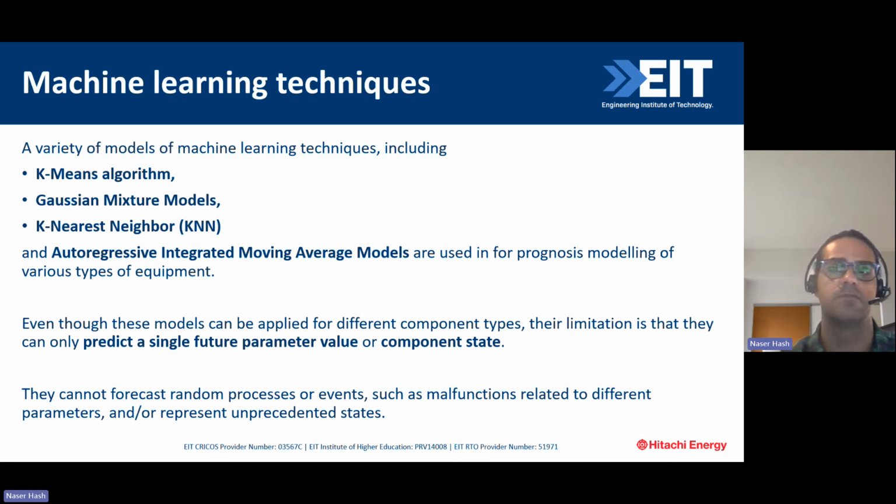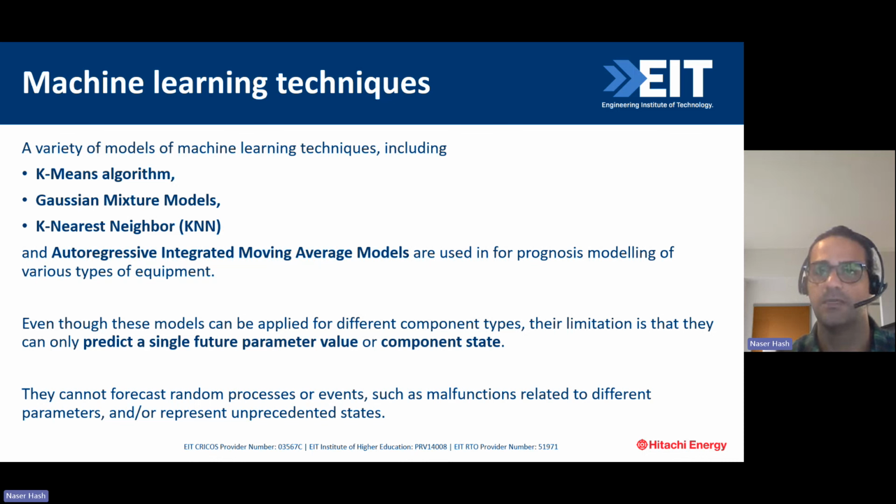Even though we have different types of algorithms, as I showed you at the beginning, and these models can be applied to different component types, the limitation is that they can only predict a single future parameter value or a component state. It just shows that the temperature is going to increase, that's it, or it might just say that the equipment might fail or not. That's great, but it is not something that we can use properly.